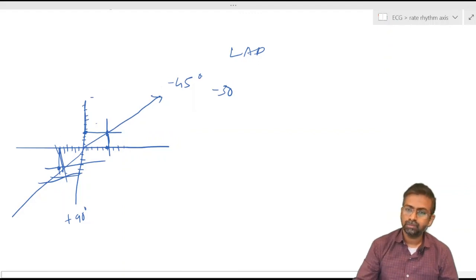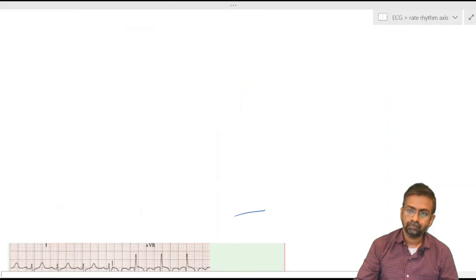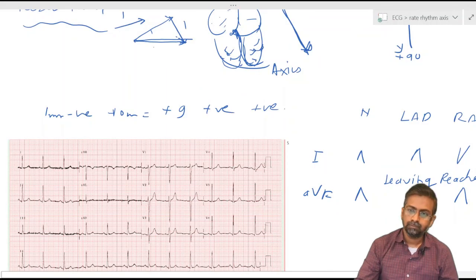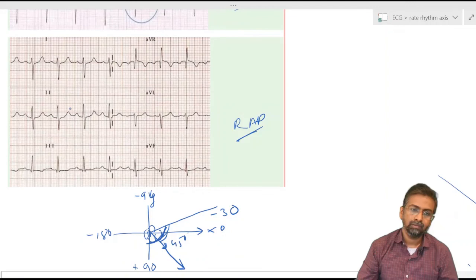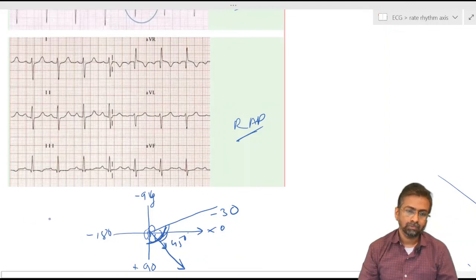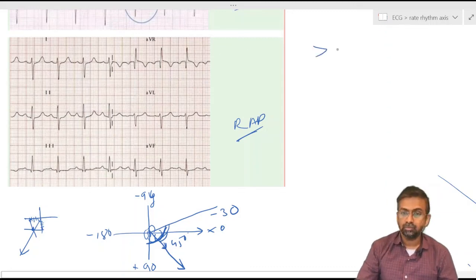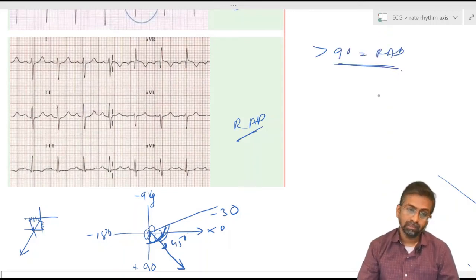And just have a look here. Here you can see lead 1 is negative, so you will plot it here. In lead AVF the deflection is positive, so you will plot it here somewhere. You got this point, you got this point, you draw perpendiculars, you get this intersection point, you draw a line like this, and you measure. So definitely it is more than 90. When the axis is more than 90, it is a right axis deviation. So this is how you can calculate the axis.